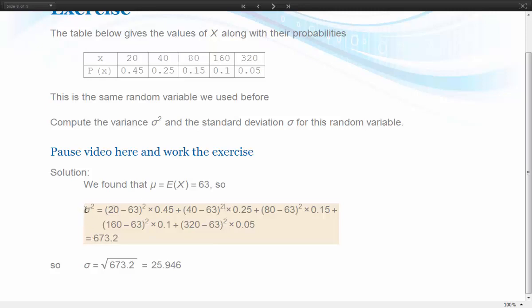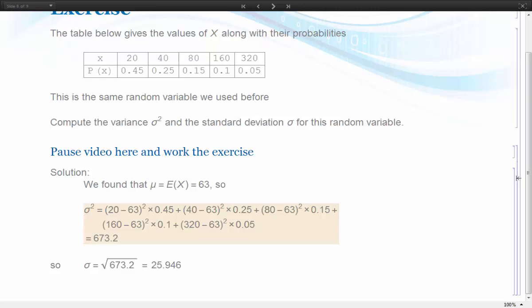If you do that arithmetic carefully, you get a variance, the square of the standard deviation, of 673.2, and the standard deviation, the square root of 673.2, is 25.946. And looking at that, the values range from 20 to 320, so a standard deviation of 25. Remember, even though this isn't normal, roughly all the values should be within 3 standard deviations, 75, on each side of the mean. Okay, so hopefully you found that pretty straightforward.